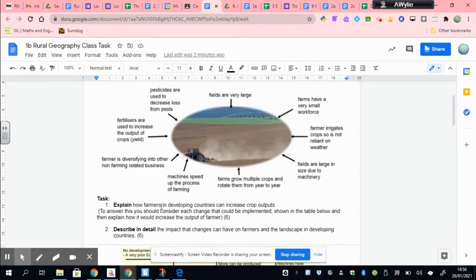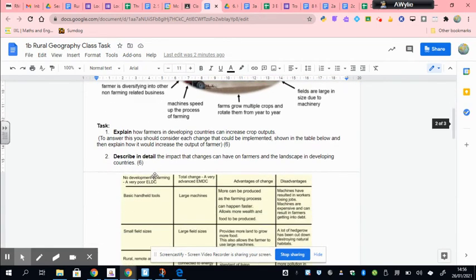So let's just have a little consider about what the question could be. So the first question is explain how farmers in developing countries can increase crop outputs. So to answer that, you need to examine the changes. And the second question we're going to deal with is to describe in detail the impact that any changes made by farmers could have on the landscape. And those could be positive impacts or they could be negative impacts.